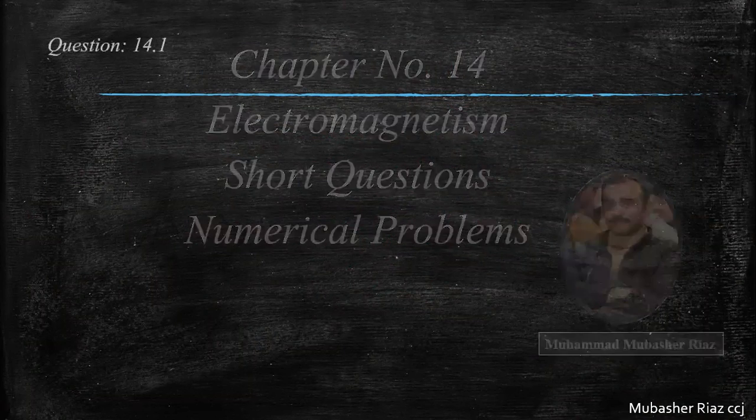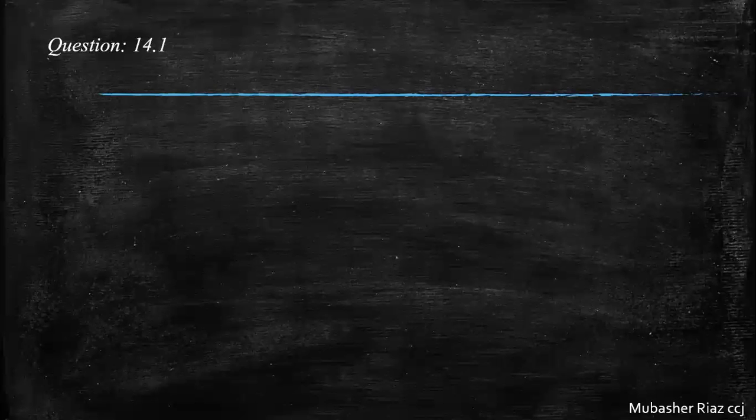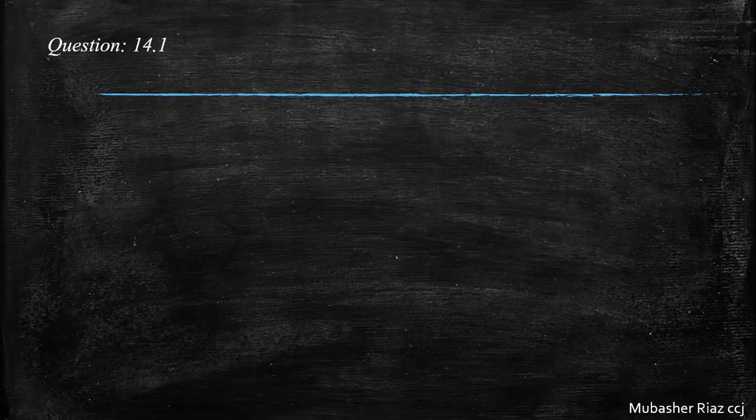So question number 1: a plane conducting loop is located in a uniform magnetic field which is directed along the x-axis. For what orientation is its magnetic flux maximum, and for what orientation is the magnetic flux minimum?